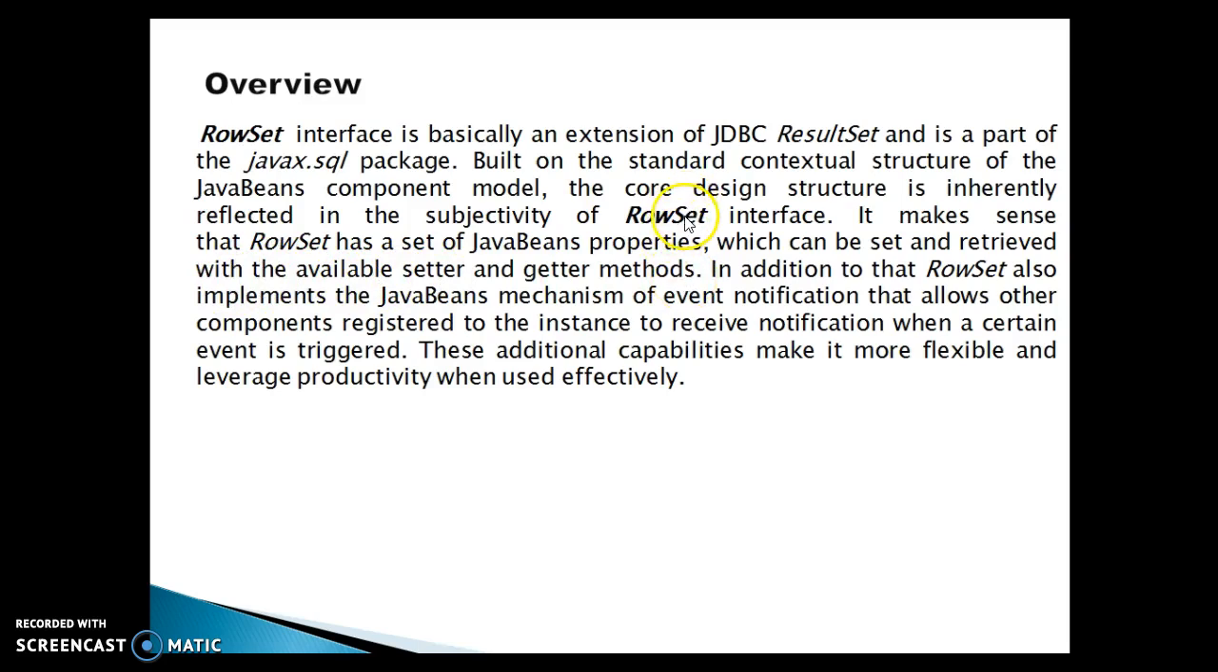So if you go to the RowSet interface, then we have a lot of setters and getters for the different properties. In addition to that, RowSet also implements the JavaBeans mechanism of event notification that allows other components registered to the instance to receive notification when a certain event is triggered. So using RowSet, you can implement some kind of listener which will listen to some event. These additional capabilities make it more flexible and improve productivity when used effectively. So this was just an overview of RowSet.